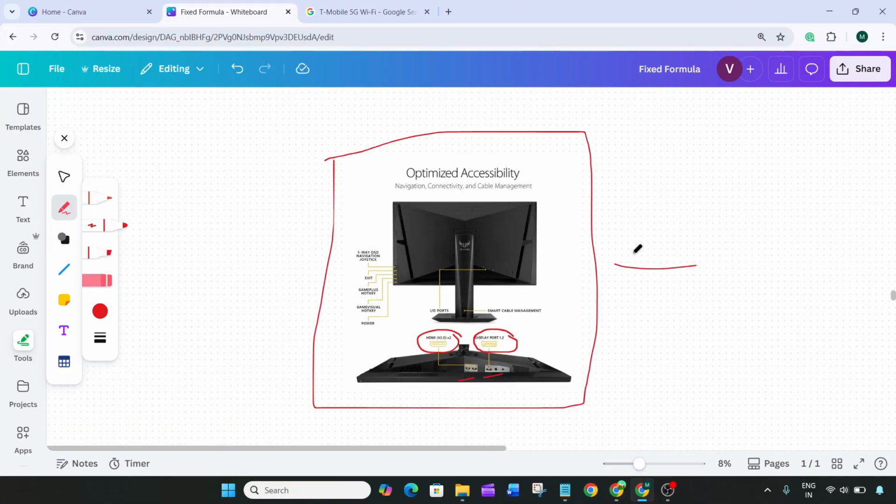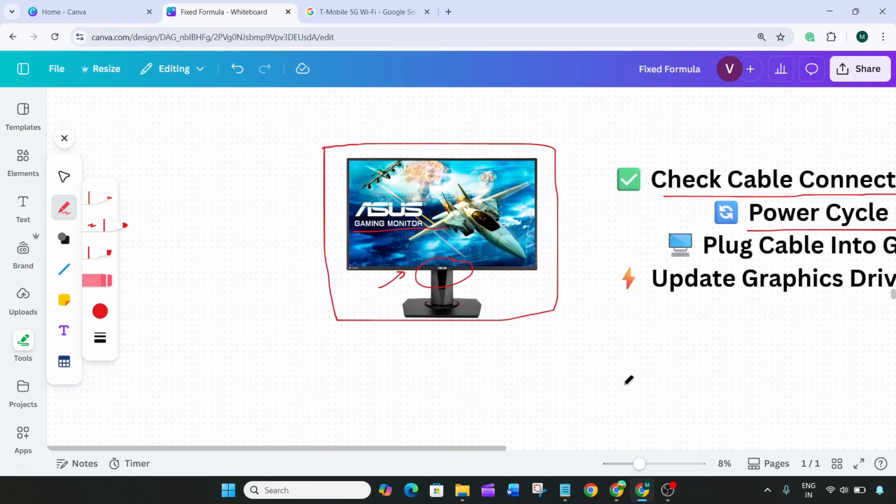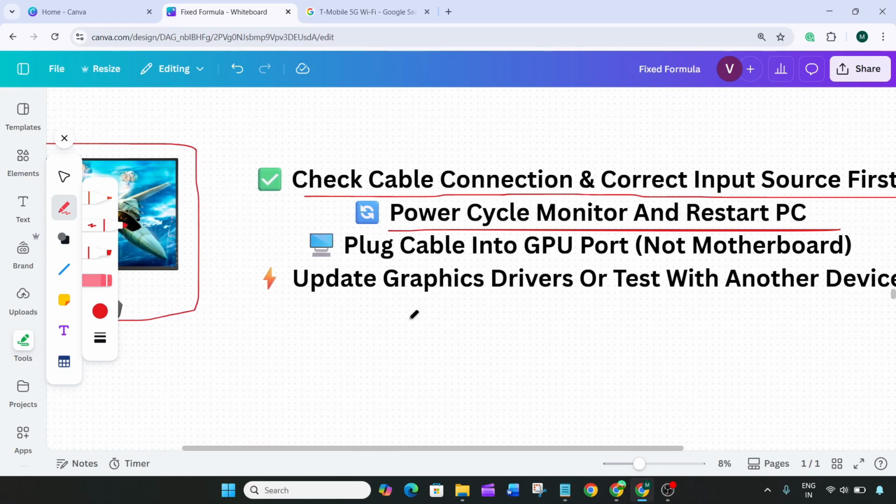help. Finally, test the monitor with another device or try a different cable to identify whether the issue comes from the monitor or the computer itself.